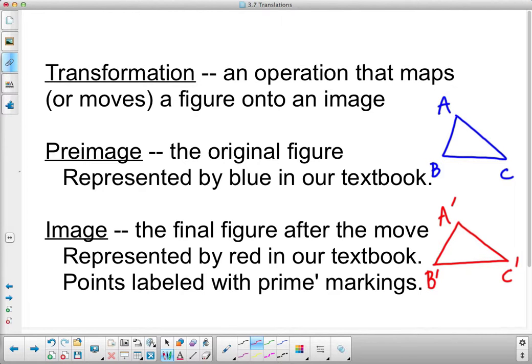There are 4 different transformations. You can flip a figure over, you can slide a figure, you can turn a figure, or you can shrink or enlarge a figure. So over the course of our geometry class, we'll look at all 4 of those. Today we're going to focus on the translation, which is the slide of it.